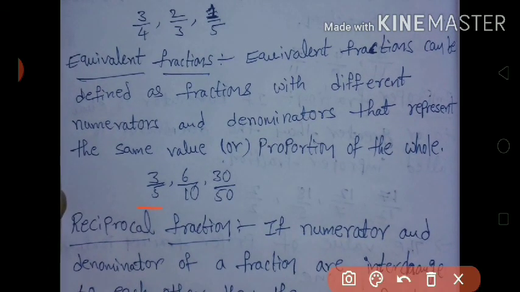See here, 3 by 5, 6 by 10, 30 by 50. Here numerators and denominators are different, but the value of the fraction is the same. 3 by 5, next 6 by 10. Here if we simplify this one, we are going to get 3 by 5 again. 30 by 50, here also we are going to get 3 by 5. Here we are writing 3 by 5 in terms of 6 by 10, 30 by 50, like that. These are called equivalent fractions.